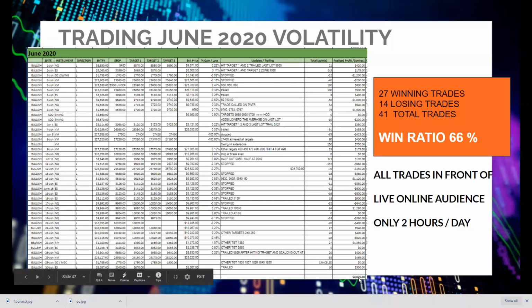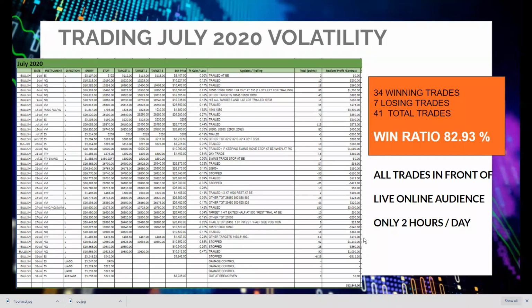This is 4,625. Again, trading only 2 hours a day with 1 contract per trade. 1 contract per trade. That's whatever, baby trading.